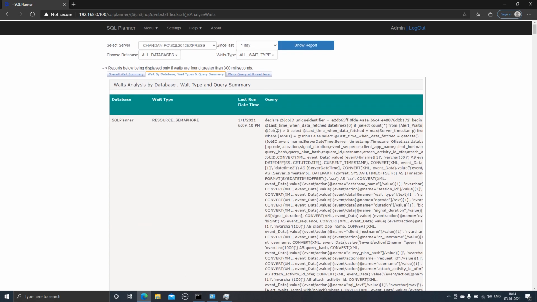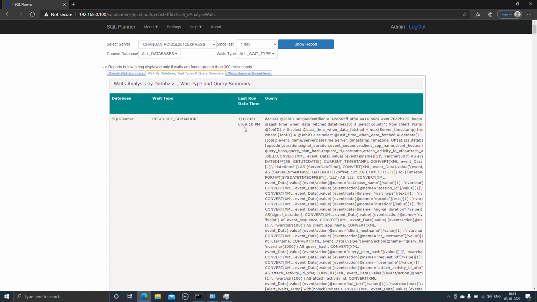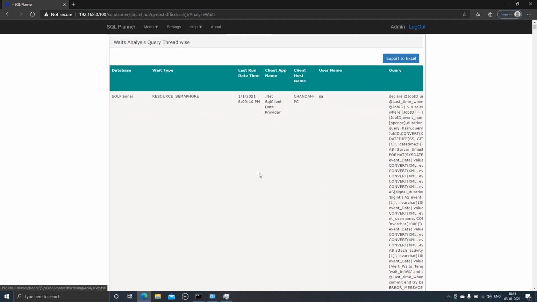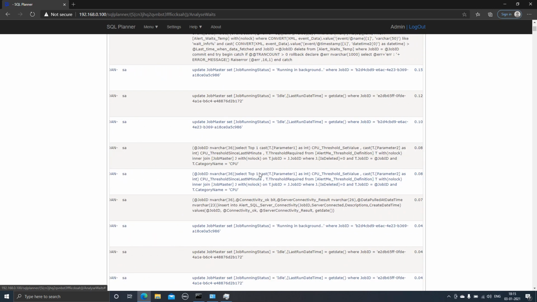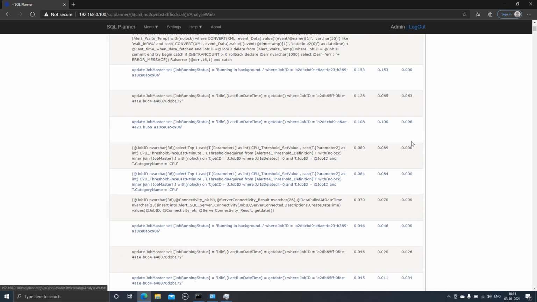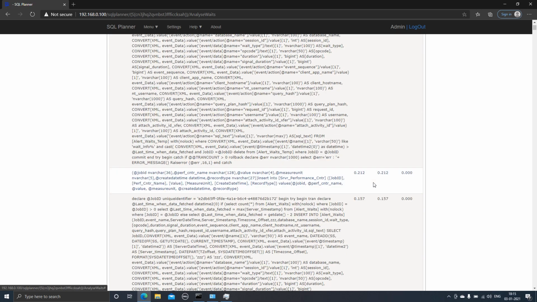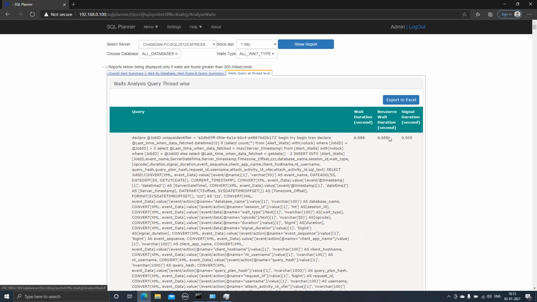If you want to see each query at thread level, which means every single query will be captured, here in this third tab, and you can see its wait time and resource wait duration and wait duration.